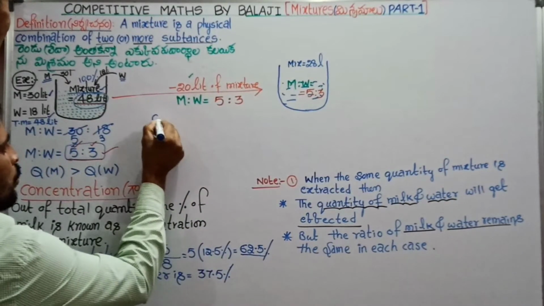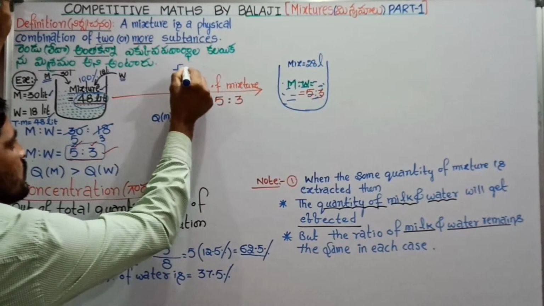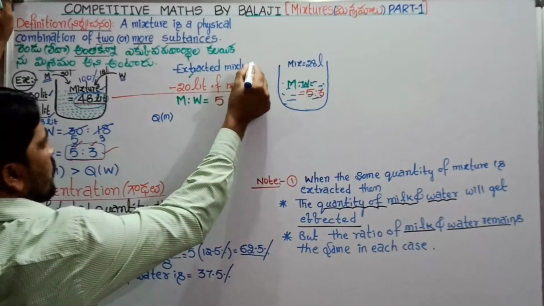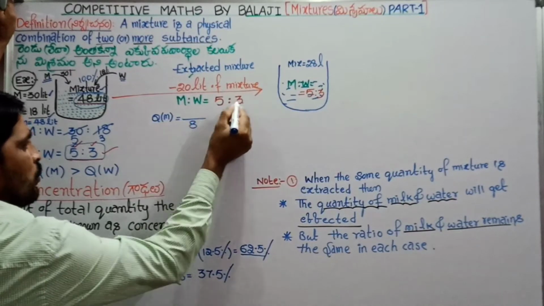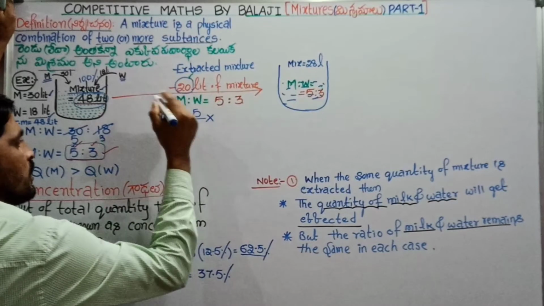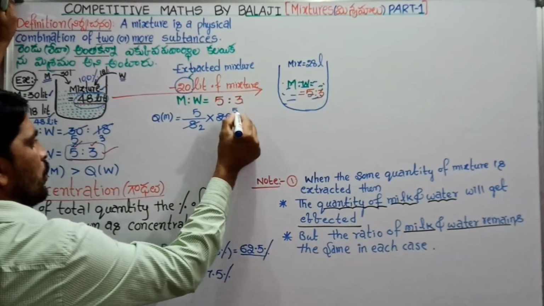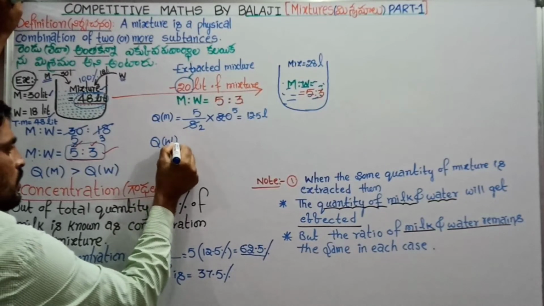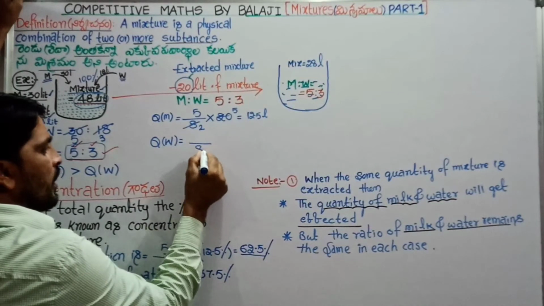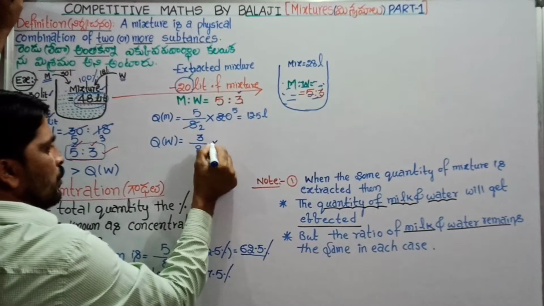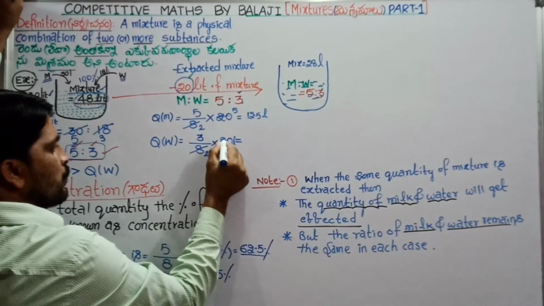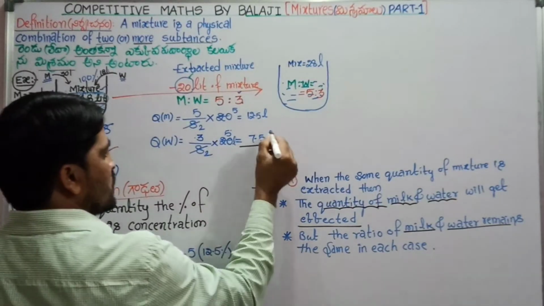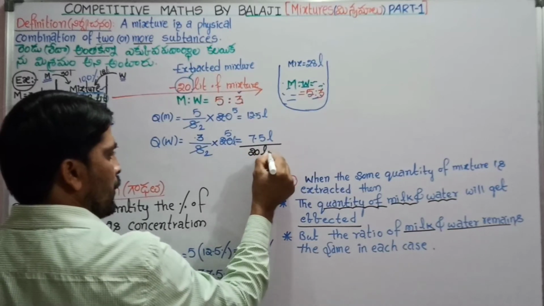What is the quantity of milk in the extracted mixture? That is total 5 plus 3, 8 units. Out of 8 units, 5 units are milk, into extracted quantity 20 liters. 4 2s, 4 5s; 5 5s are 25 by 2, that is 12.5 liters of milk extracted from the mixture. And the quantity of water extracted: out of 8 units of mixture, 3 units are water, into extracted quantity 20 liters. So 4 2s, 4 5s; 3 5s are 15 by 2, that is 7.5 liters of water extracted. So the total is 12.5 plus 7.5, that is 20 liters of mixture extracted.